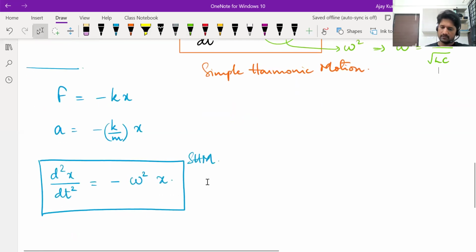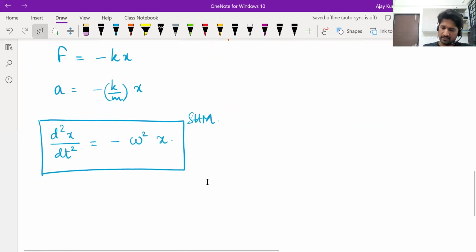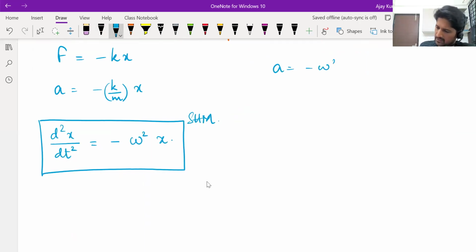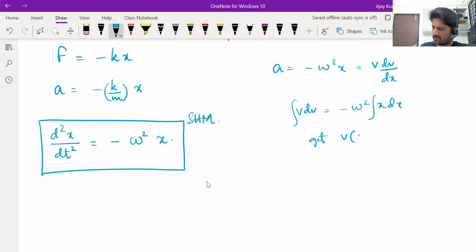And in linear SHM, we actually solve this equation and get x as a function of time. How do we solve? We know d square x by dt square is acceleration, no? So acceleration is minus omega square x. And by definition, acceleration is v dv by dx. So you get v dv is equal to minus omega square x dx. Integrate both sides, you will get velocity in terms of x.